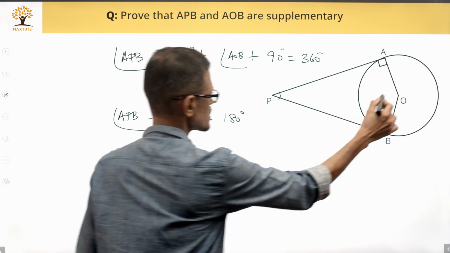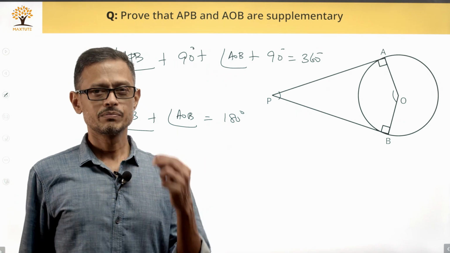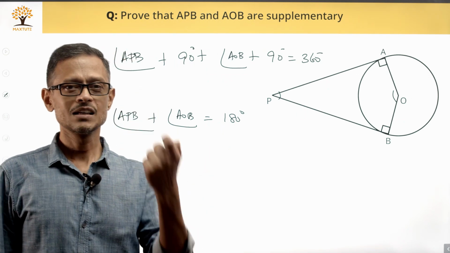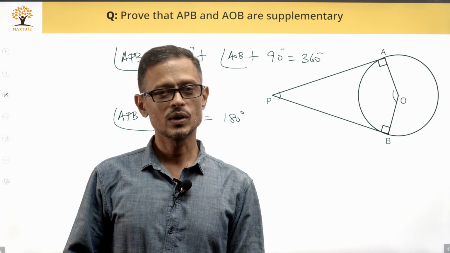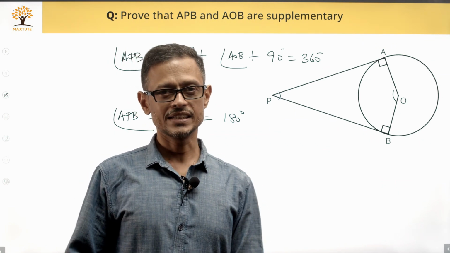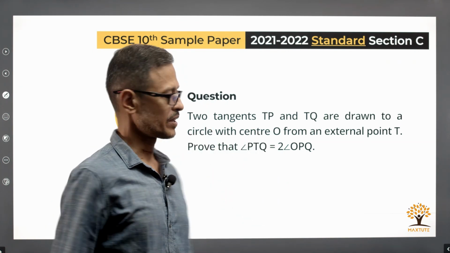If the sum of these two angles is equal to 180 degrees, these two angles are supplementary angles, right? So proved. The property that we used is basically that the angle between the tangent and the radius is a right angle. Second one, the sum of the interior angles of a quadrilateral is equal to 360 degrees. This question, as I mentioned, has an internal choice. This is the option that we have as a second option, right?